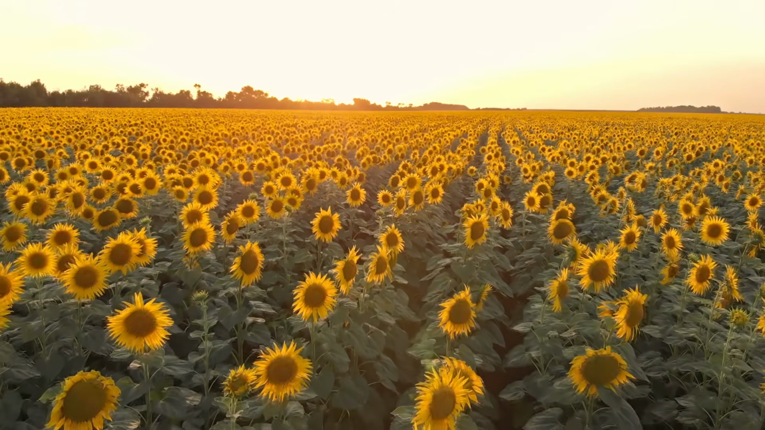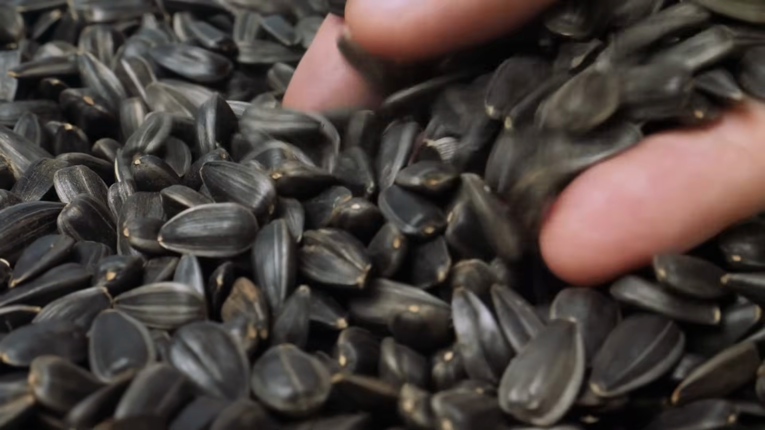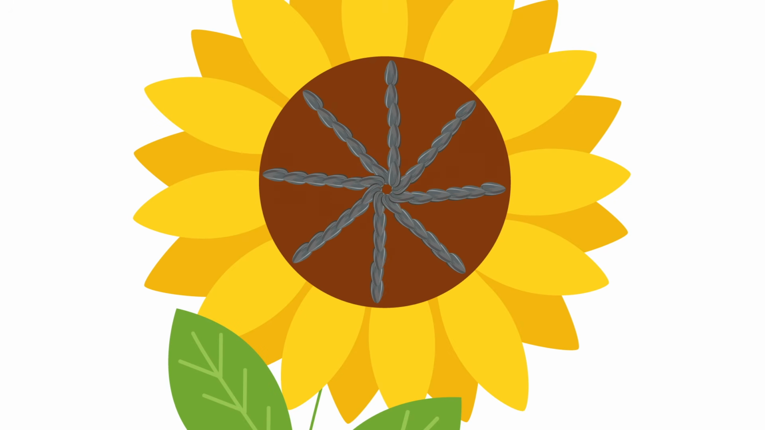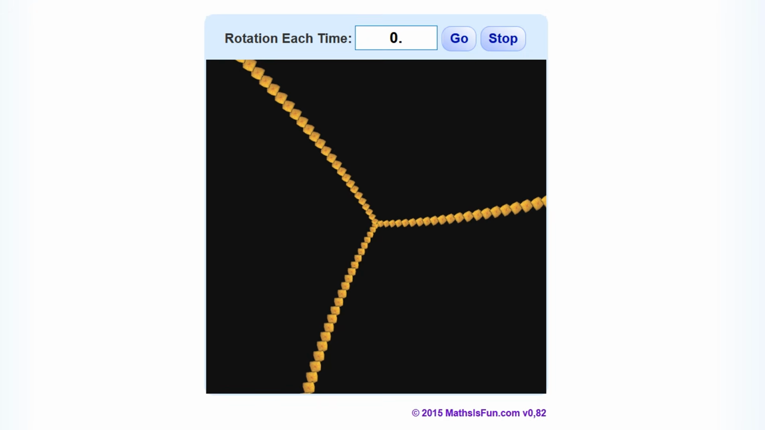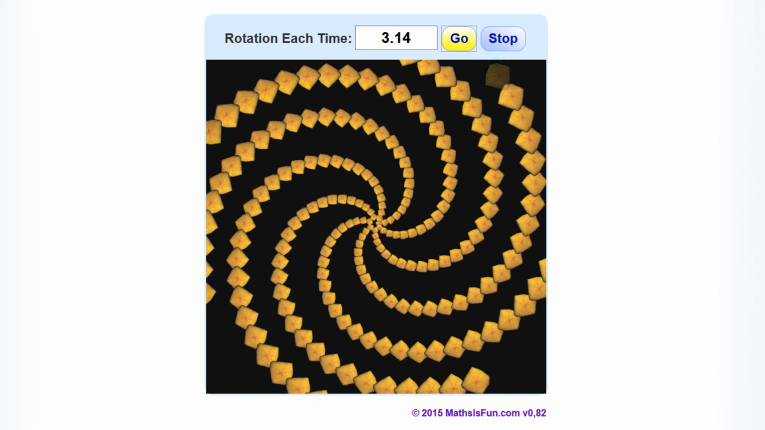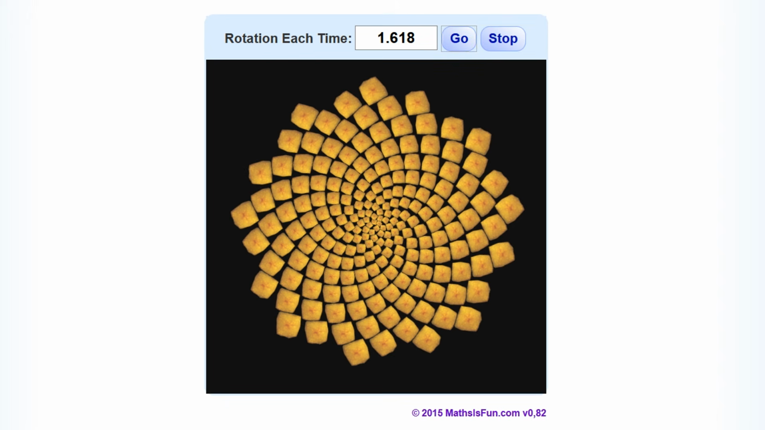Sunflowers had a serious problem to solve. They have a limited amount of space to grow seeds, and they wanted to grow as many as they can to improve the chances of sunflower babies. If you approach this problem with a linear perspective, you will waste a lot of space. The ideal solution is to rotate each seed as they grow, but by how much? At methisfun.com you can try different rotation values and see what results you can get. Maybe half a rotation? Maybe 3.14 rotations, which is pi. Or maybe 1.618 rotations. Now that looks good.